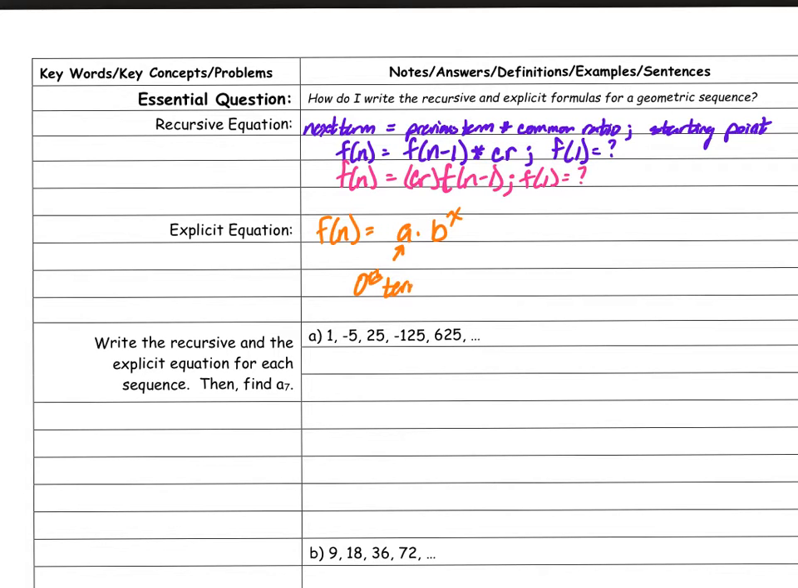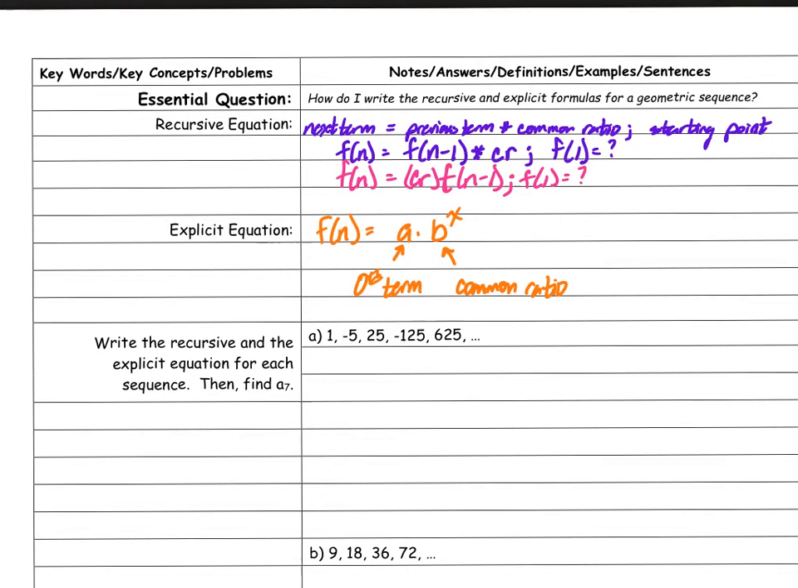So remember in my arithmetic sequence, it was mx plus b. b was my 0 term in the arithmetic. Well, this time it's a. a is my 0th term. And in a geometric, b is my common ratio. Okay? So we're just going to follow that, and we're going to do what it says.